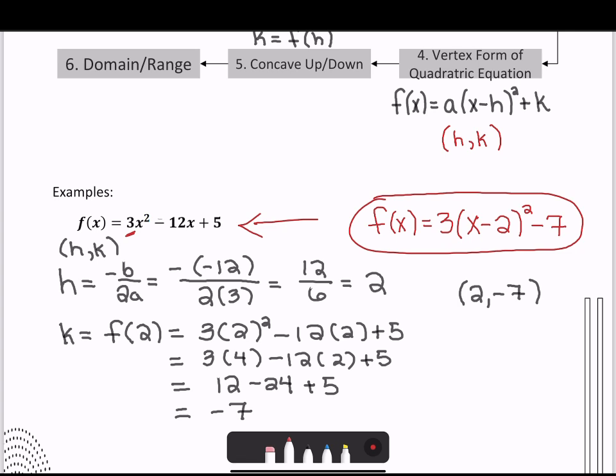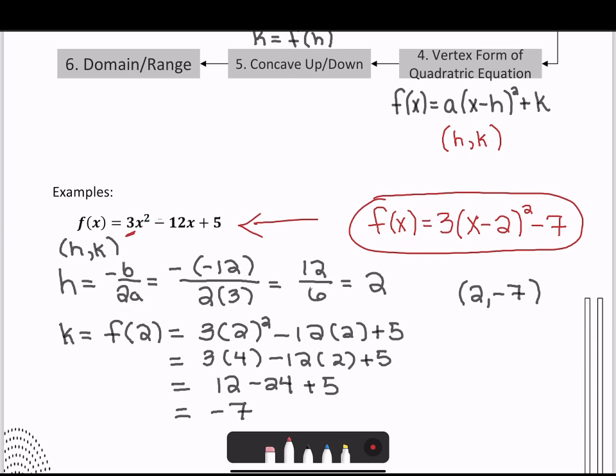And when I look at my vertex form, I can tell, oh, okay, this is a parabola that's going to go down 7, and it's going to go to the right 2. And if you need to know more about how parabolas are translated, like if it goes up and down, left or right, I have a video about that. I'll just put it in the description.